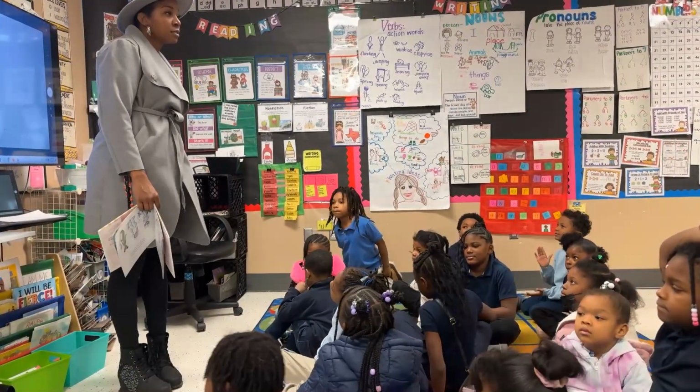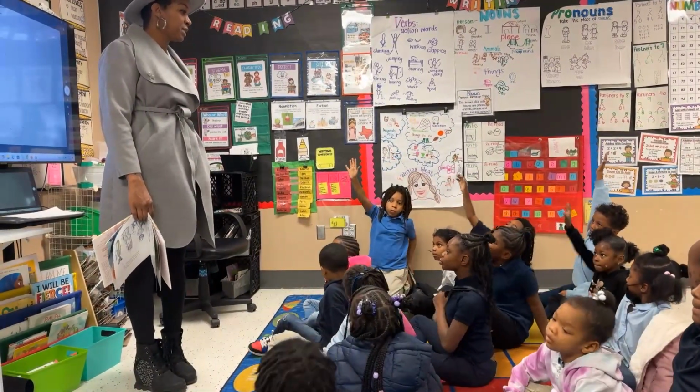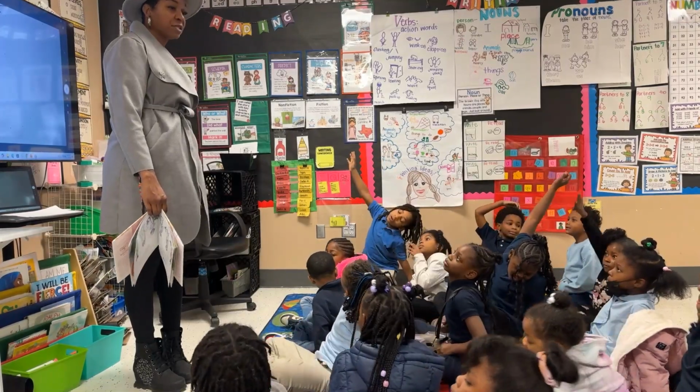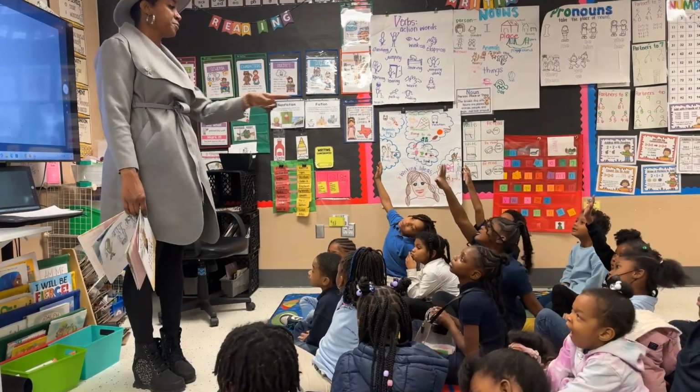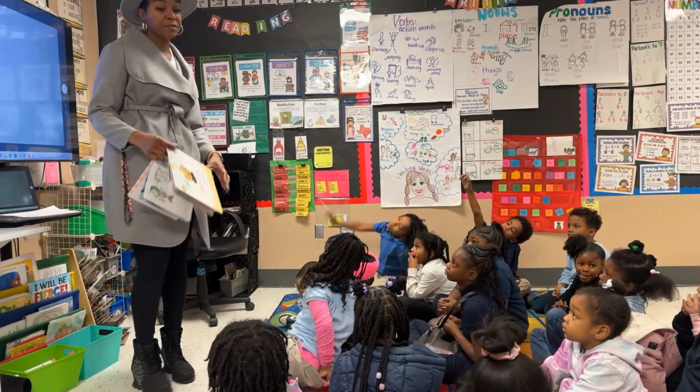All right. Turn back. What is a character? What is a character? Egan? A person. Is it just a person? No. What else can a character be? India? It can be a person or animal. It can be a person or animal.